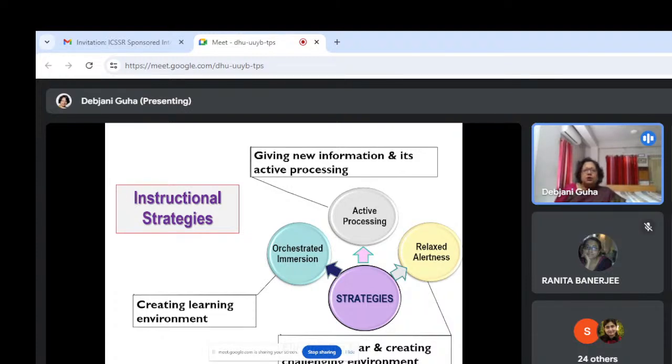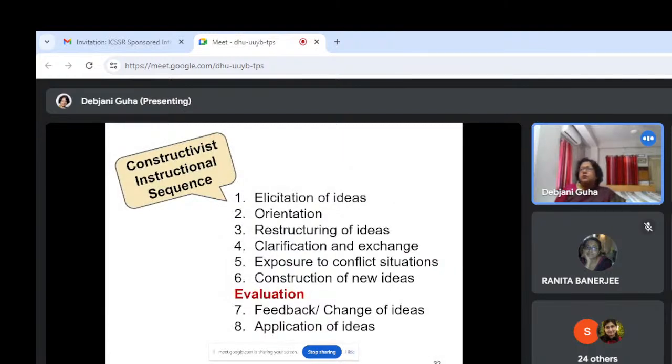Now, this is the constructivist instructional sequence. I am just telling about a traditional constructivist instructional sequence, from elicitation of ideas to construction of new ideas, number 6. And after evaluation and feedback, if change is needed, then it is changed, and then the application of ideas. But the main thing is the construction of new ideas.